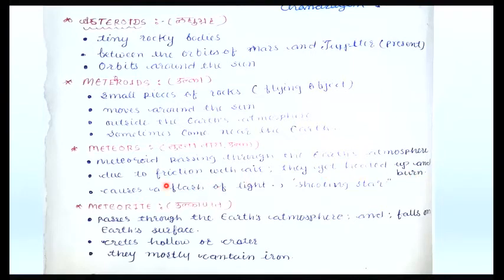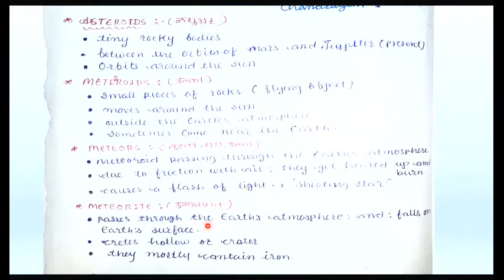हम कभी कभी उसे टूटता कहते हैं या जलता कहते हैं. It causes a flash of light, and this is the shooting star, we call it shooting star. Now what is meteoroid? Here you see meteoroid, here meteors, and here meteorites. So what is meteorite?